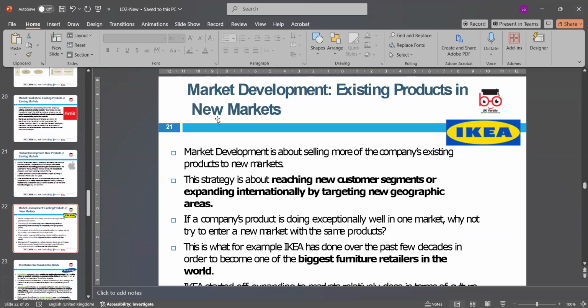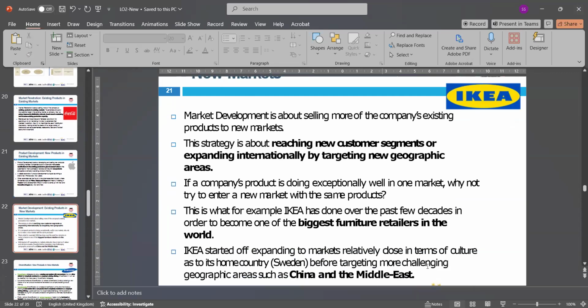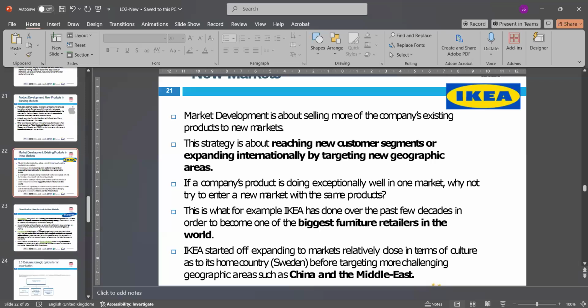There is a good example of IKEA. IKEA is expanding internationally by targeting new geographic areas, mainly China and the Middle East. Their aim is to become the biggest furniture retailer in the world. So they have that strategy.